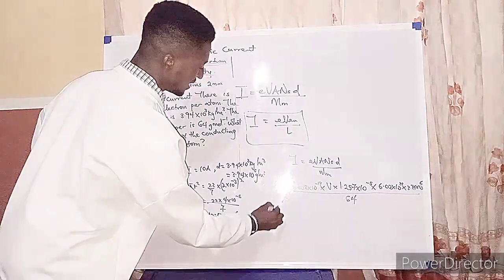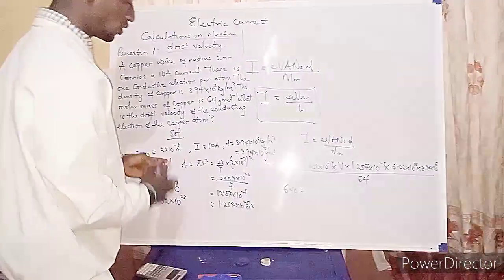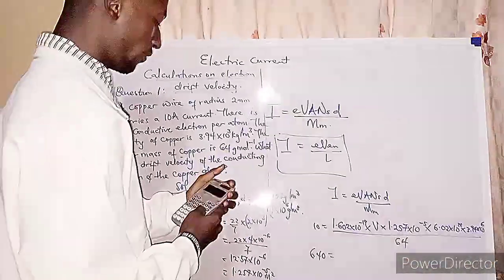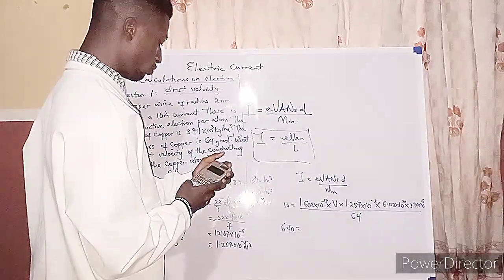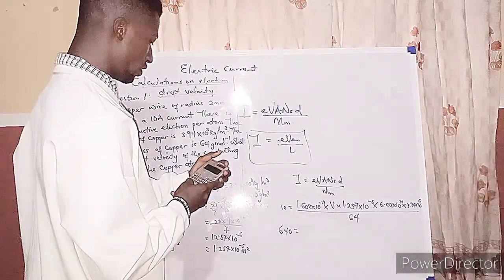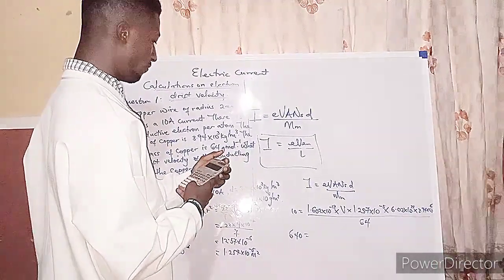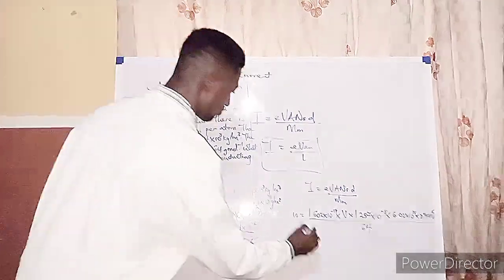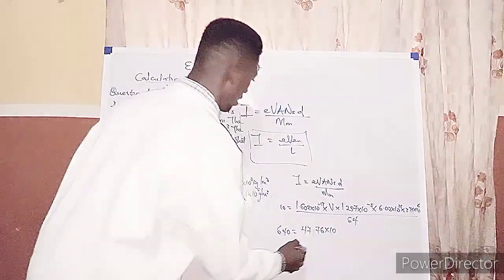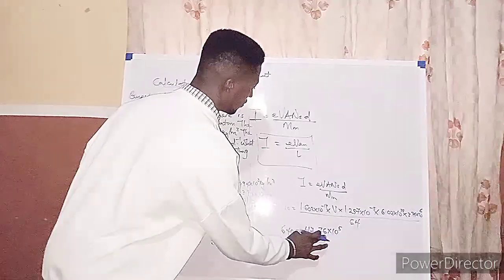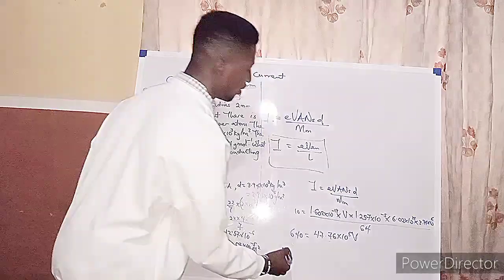Okay, let's cross multiply. We have this to be 640 when we cross multiply. Now just multiply all of this together to get your answer. So let's use our calculator. We have 1.602 times 1.257 times 6.02 times 3.94. And we have this to be 47.76 times 10 to the power 5, over that is raised to the power 5, that is V. What's our V? Our V is the velocity, the drift velocity we are looking for.